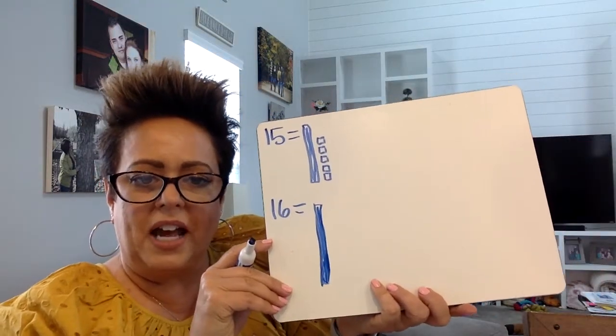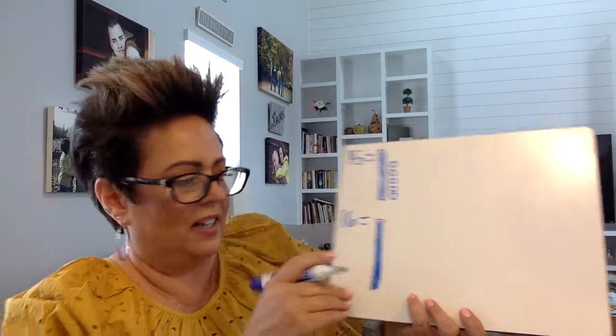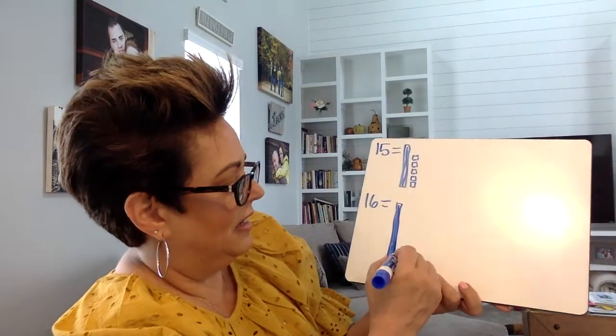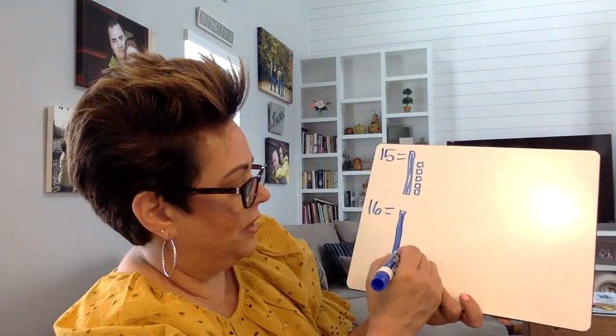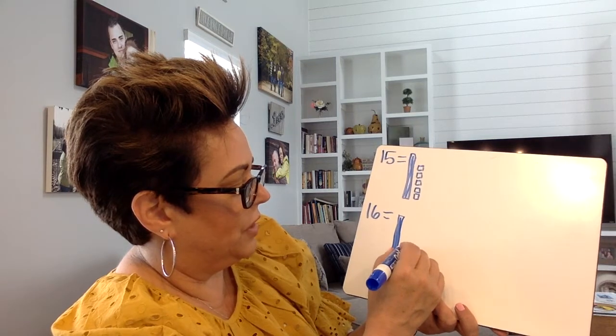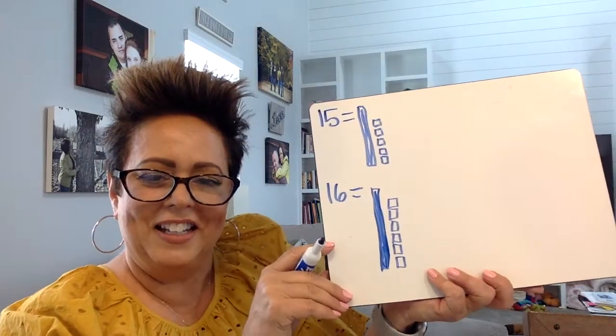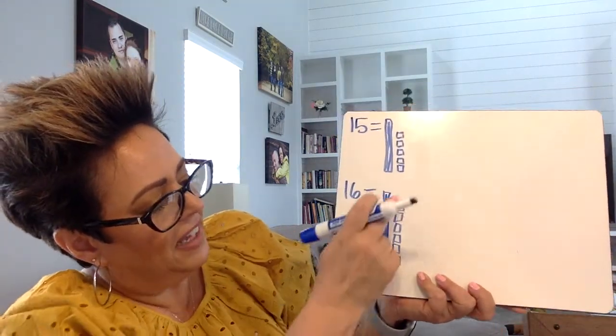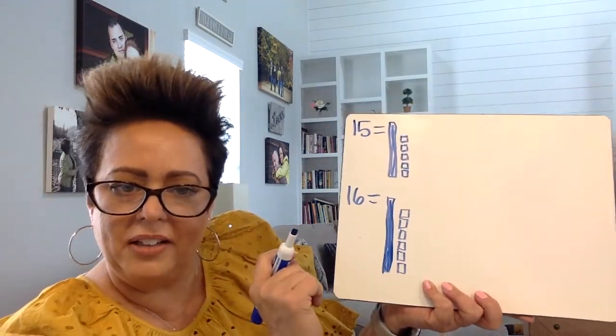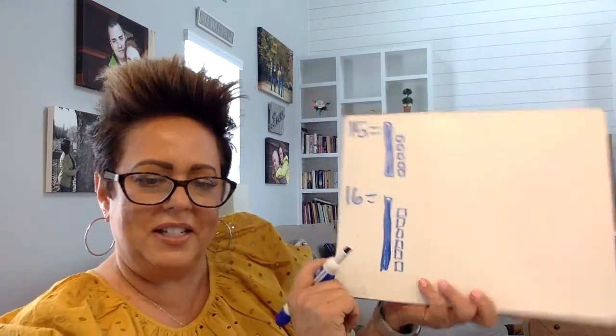Okay, let's show number 16. We're going to make our tower, that is 10. How many ones do we need to have to show 16? We have 10, 11, 12, 13, 14, 15, 16. So I have 10 and 6 ones. So 10 plus 6 equals 16.